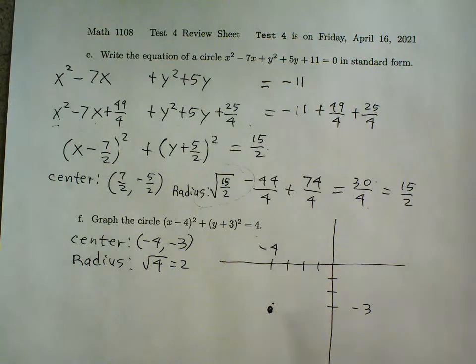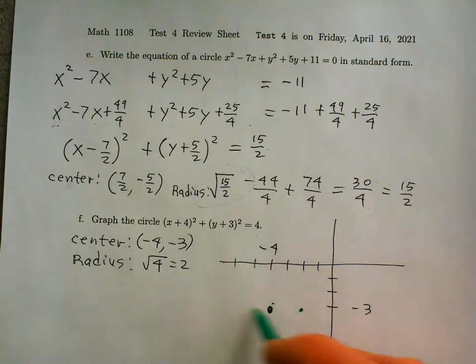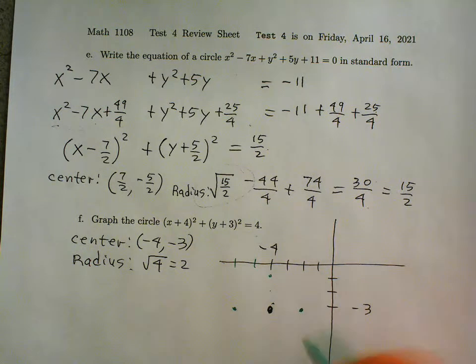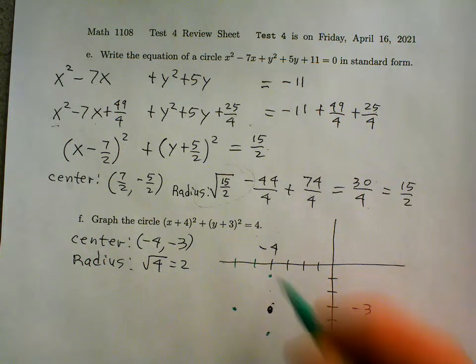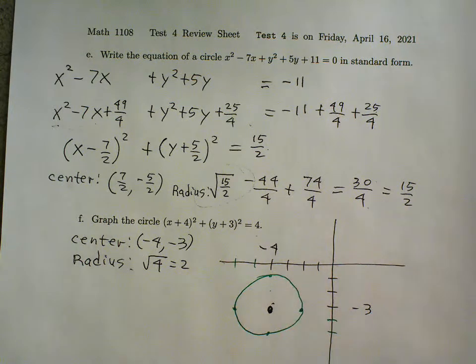And then the radius is 2, so we just find some points that are a distance of 2 from the center in both horizontal directions, and also in the vertical directions. So pretend like that's a circle. So the radius is 2.